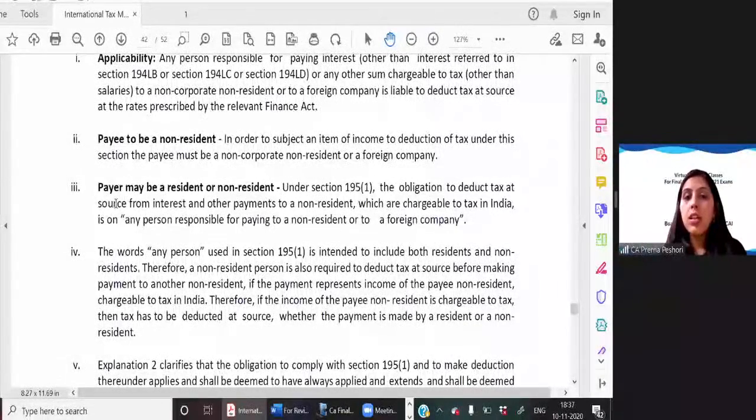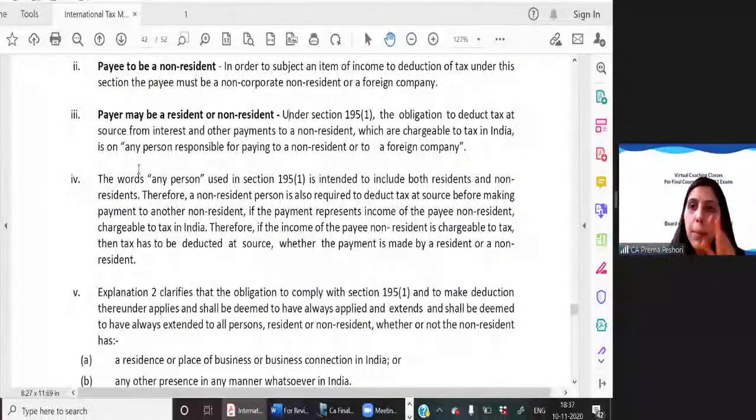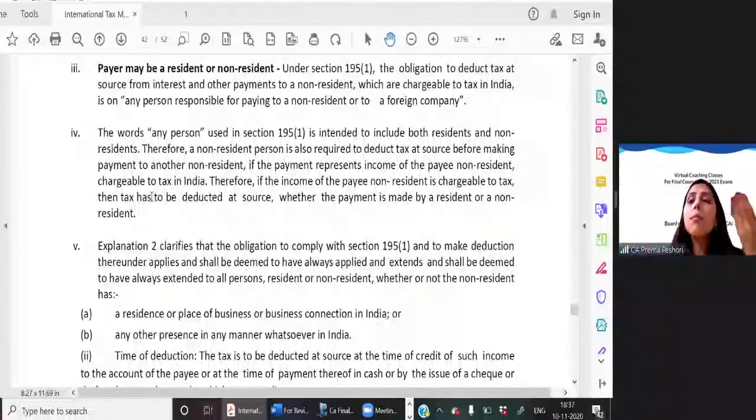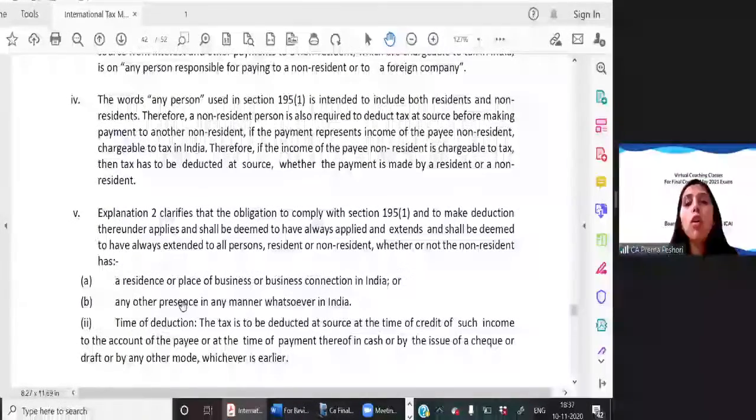Clear? Is it clear? So TDS will apply in case of payment by a resident or a non-resident to another non-resident. And this is irrespective of the fact that the payer non-resident does not have any presence in India, any place of business in India, or residence in India. Clear? Now, deduction has to be made at the time of payment or credit, whichever is earlier. Is it clear? Any doubt? Any doubt now?